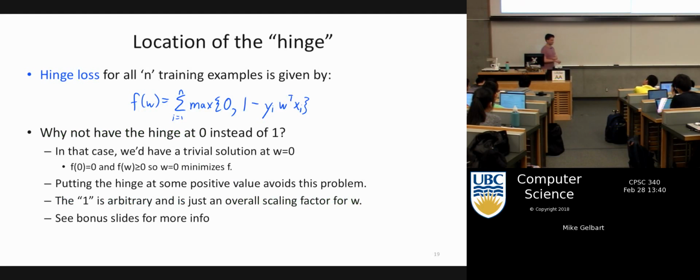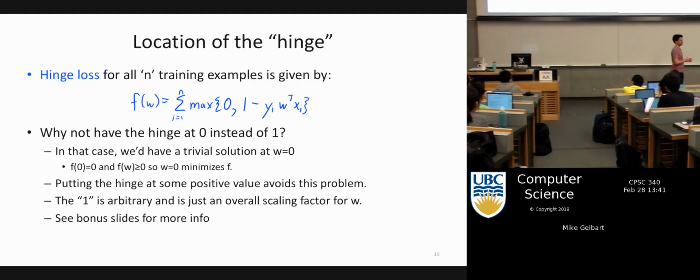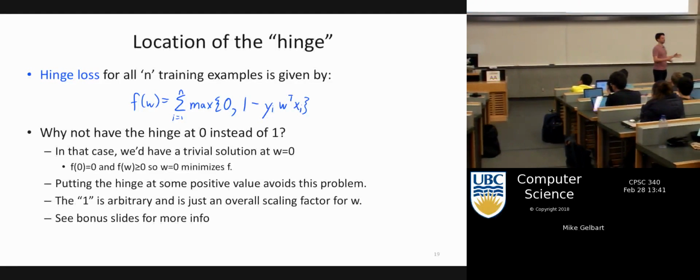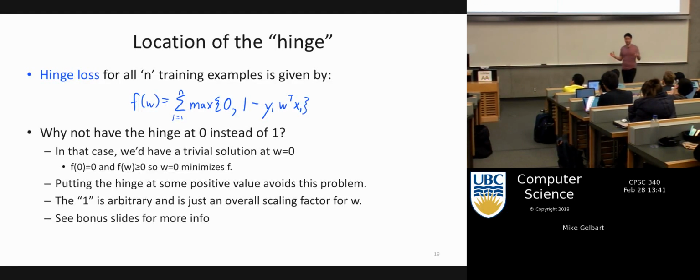Now, was it Philip who asked about the location of the hinge? Yeah, okay. It was Philip who asked about this. So why not have the hinge at 0 instead of 1? Why have the hinge at 1 instead of 0? If the hinge was at 0, then the optimization problem becomes uninteresting, because I can just set W equals 0, and then the loss is just 0 every time, and I'm just adding up a bunch of zeros. But W equals 0 is not a serious boundary. It's kind of like a trivial solution that messes things up.